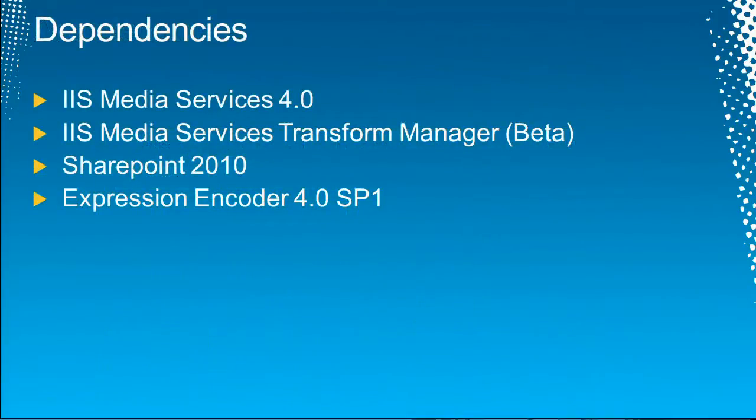So in terms of the dependencies that we've built for SharePoint, for Content Manager, it needs IIS Media Services 4.0, which is the version that shipped probably around October last year. It needs IIS Media Services Beta, which was shipped Monday last week, SharePoint 2010, and Expression Encoder 4.0 SP1. SP1 is important. There's actually a fix in SP1 that allows us to make web services calls to it. If you try and do it with 4, it won't work.